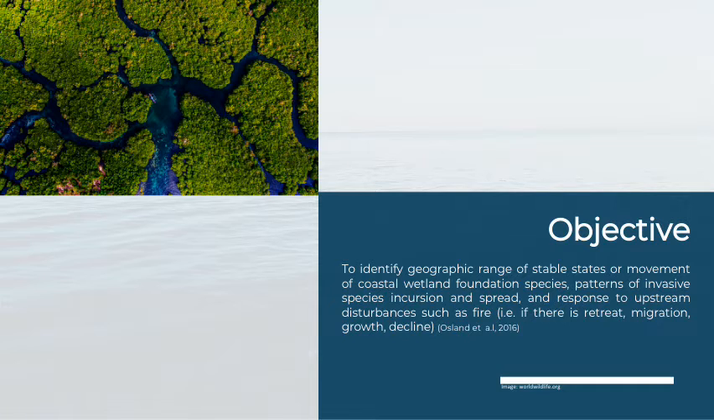The objective of landscape scale monitoring is to identify the geographic range of stable states or movement of coastal wetland and foundation species. So wetlands, as mentioned before in class, have multiple stable states, meaning they move around and they change quite frequently. And so at this scale, once we understand those stable states, we're able to understand patterns of invasive species incursion. We're able to understand response to upstream disturbances, such as fire. And again, we'll get into some of these other disturbances within the context of site scale and ecosystem scale. But again, we're really able to understand the climate change impacts that compound with these other coastal wetland impacts.